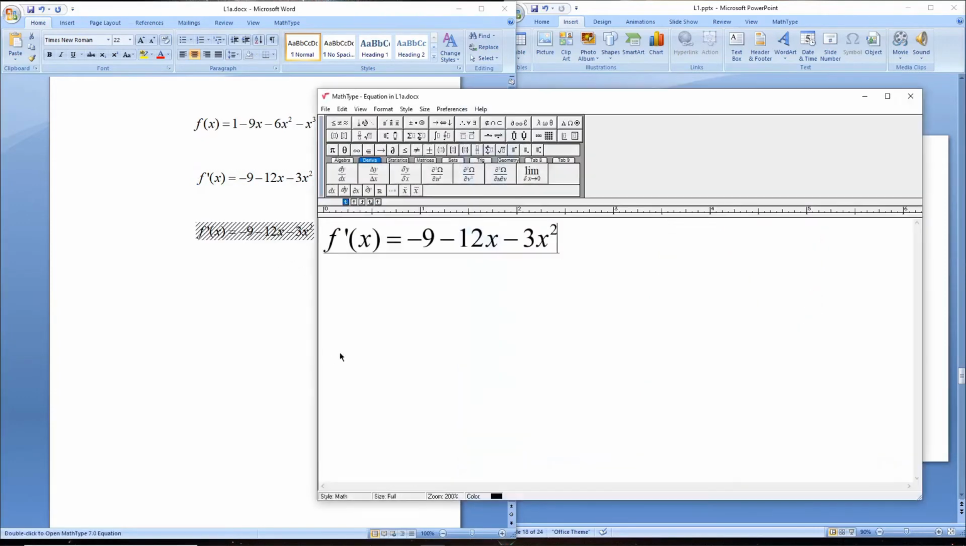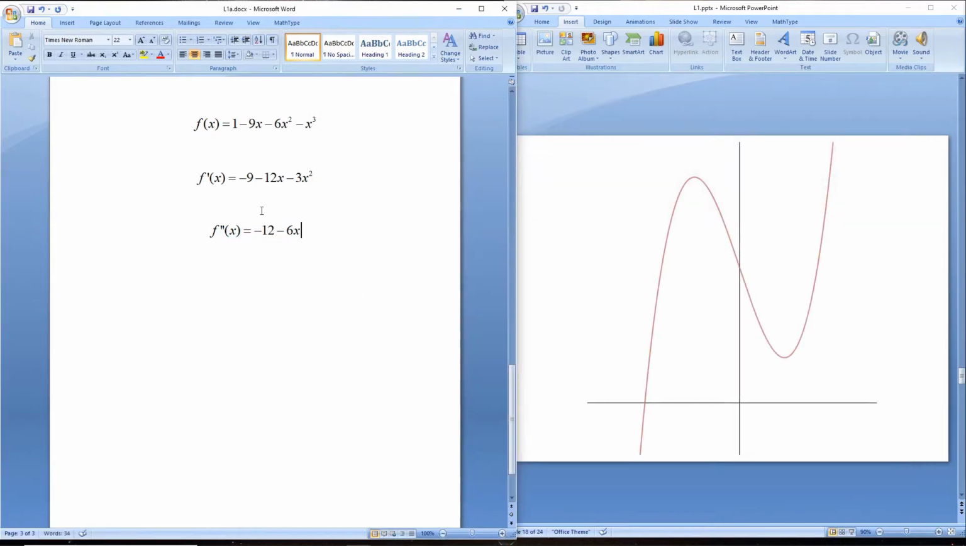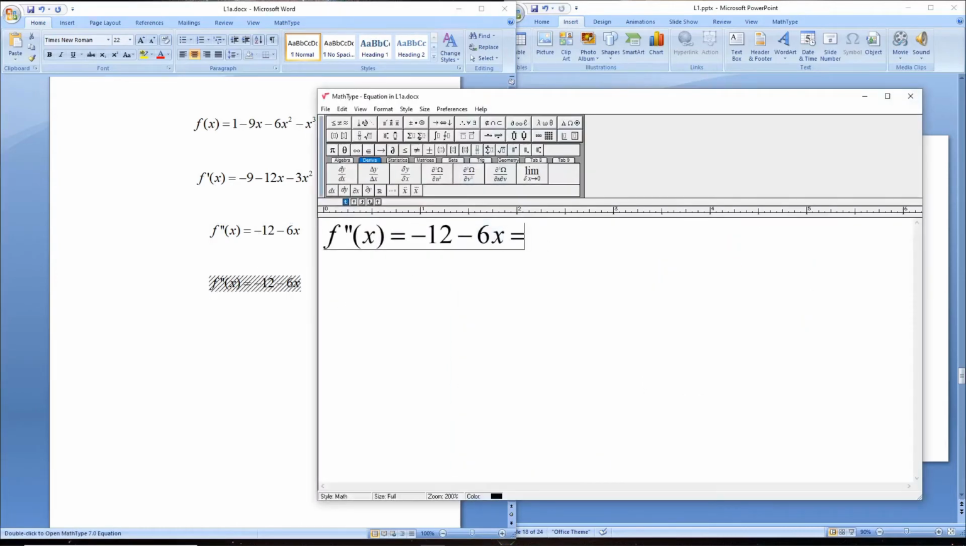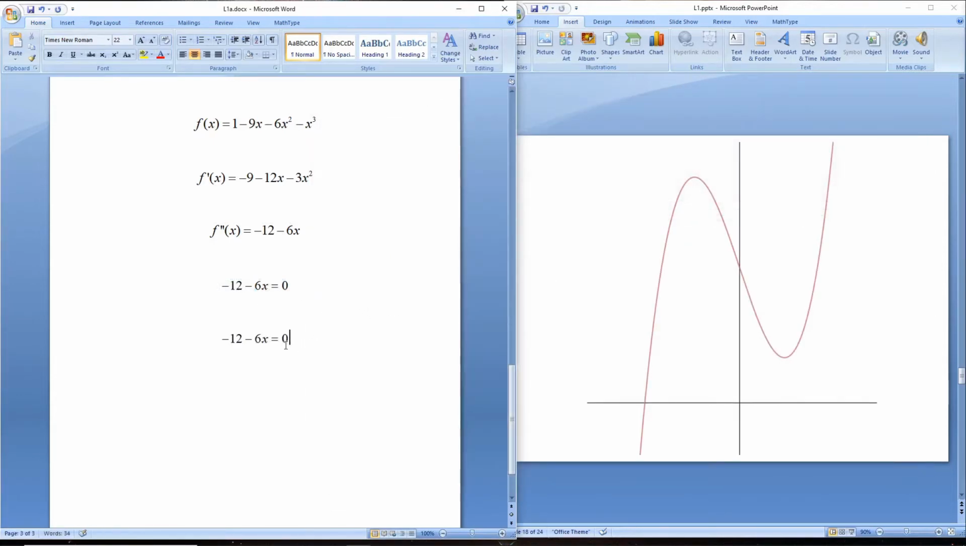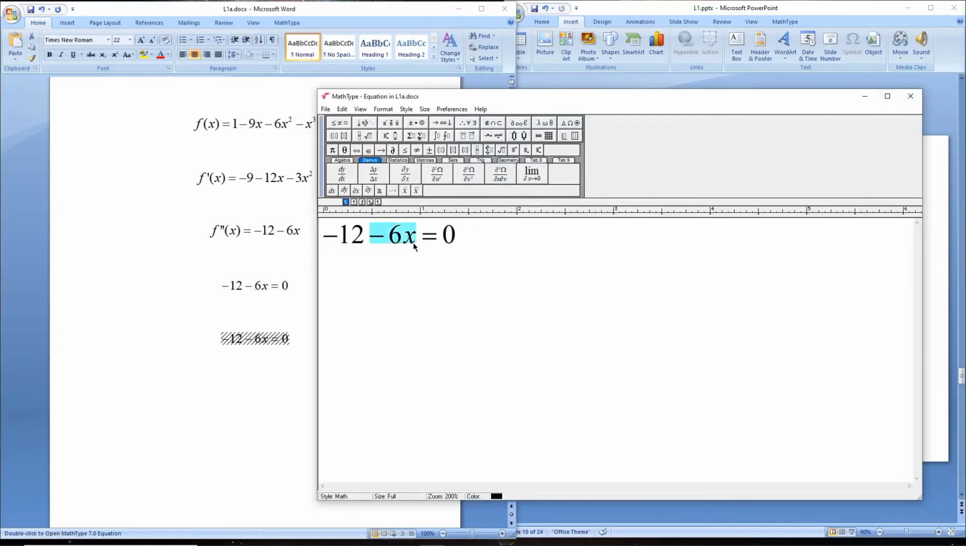And that's our first derivative. We need the second, so we'll do that again. The derivative of minus 9 is 0. Minus 12x is minus 12. And minus 3x squared is minus 6x. And that's our second derivative. Since we're solving for inflection points, we'll set this equal to 0 and we'll solve. So I guess I'll just move this to the right. Divide both sides by the 6. And there's our answer.